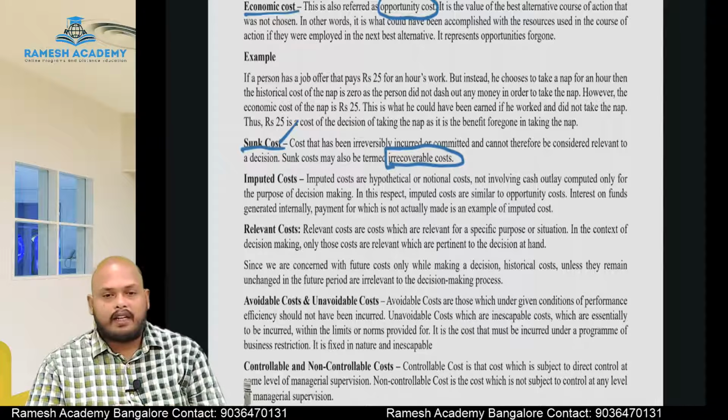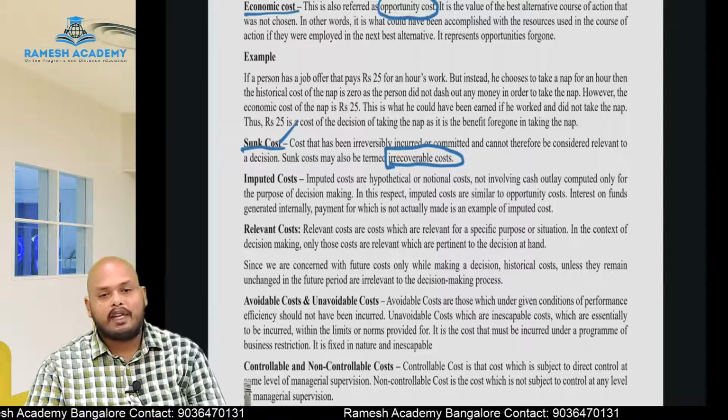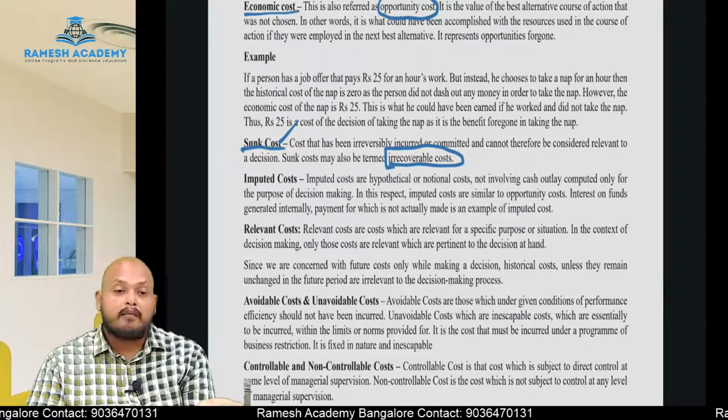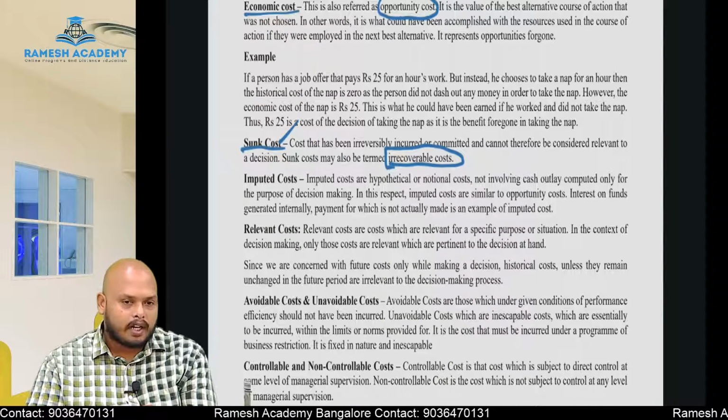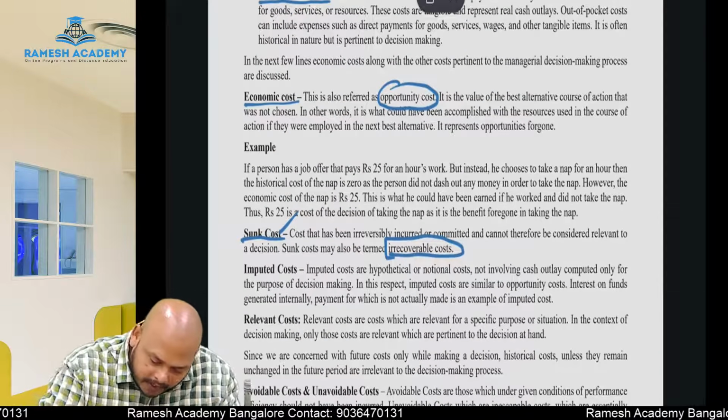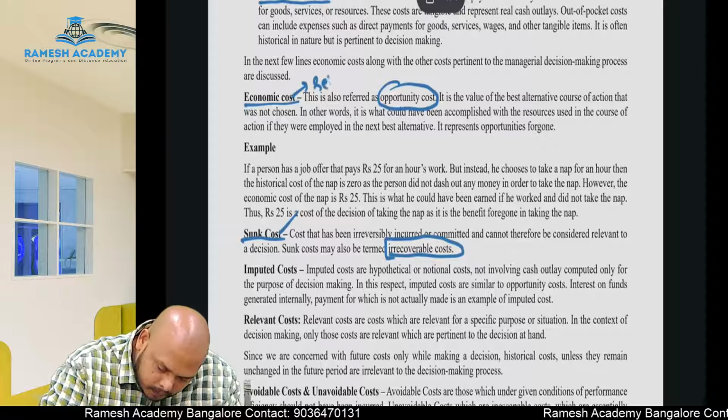Relevant or not relevant: in MCQ questions in the examination, they will ask you which cost is relevant for decision making purposes and which cost is not relevant for decision making purposes. Economic cost is relevant. I am writing it here.